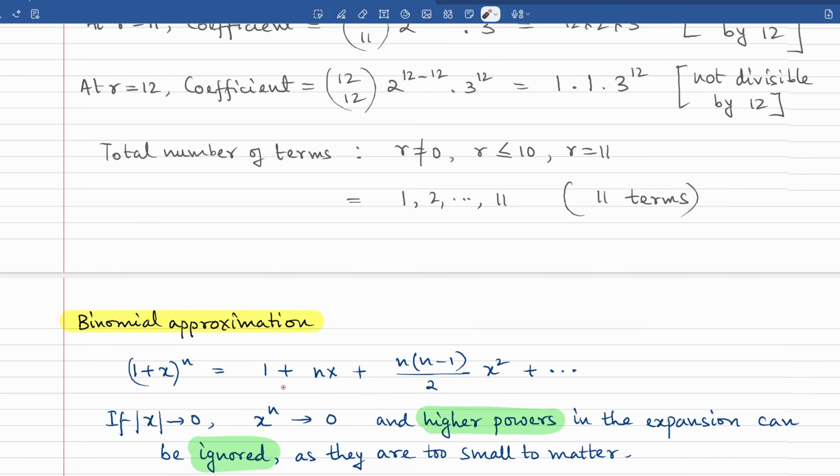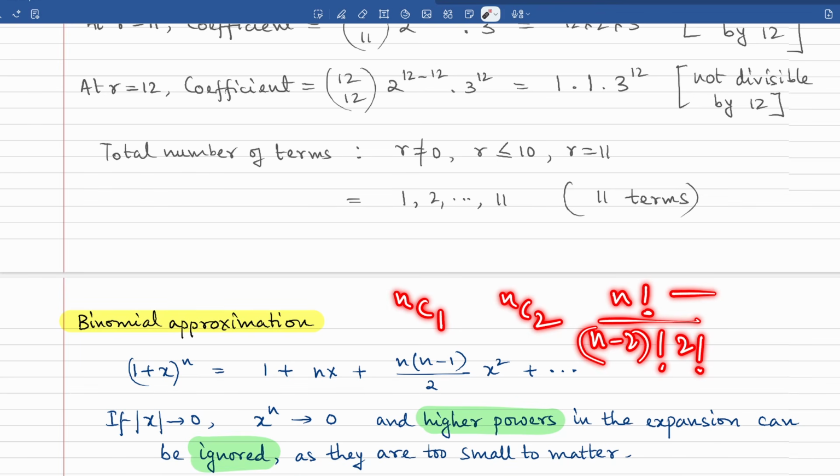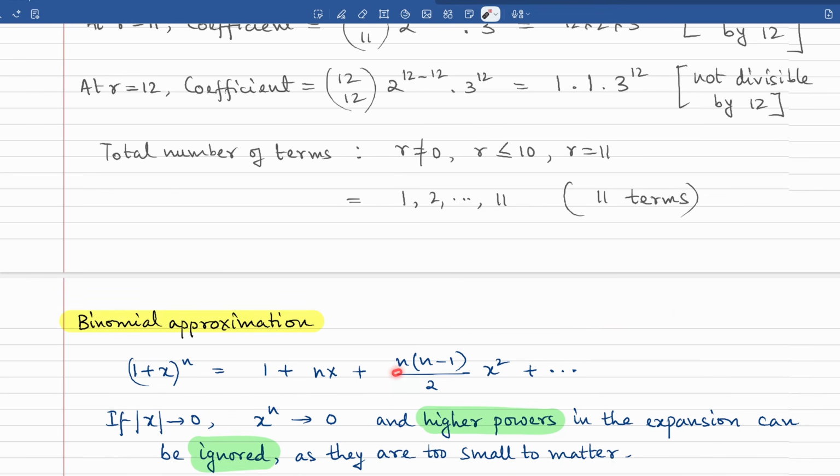1 + nx + n(n−1)/2 x^2. If you're wondering how I get these coefficients, this is just the combinatoric simplification of nC1, nC2, which is n factorial divided by (n−2) factorial times 2 factorial. So n and n minus 1 would remain, (n−2) factorial cancels away, and you get n(n−1) divided by that 2 factorial, which gives you just 2. Similarly, you can expand the other binomial coefficients as well.